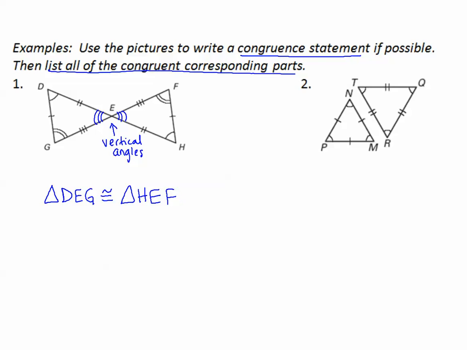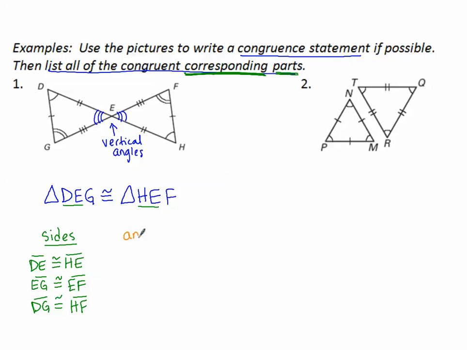Now I can list all of the corresponding parts. Let's start with the sides. All of the sides that correspond. I can use the congruent statement. DE goes with HE. DE congruent to HE. Can you list the rest of the sides? Did you get those correct?